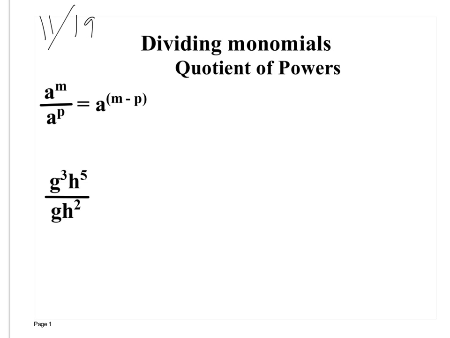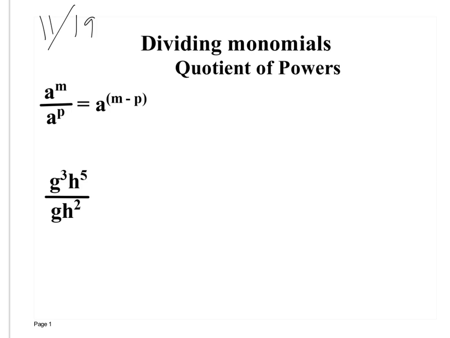Today we're going to divide monomials. Yesterday we were multiplying monomials. And when we multiplied bases, we did what to the exponents? We added. So guess what you're going to do if you divide the monomials? Okay, you subtract the exponents. This is called quotient of powers.